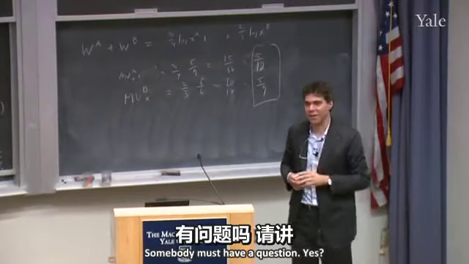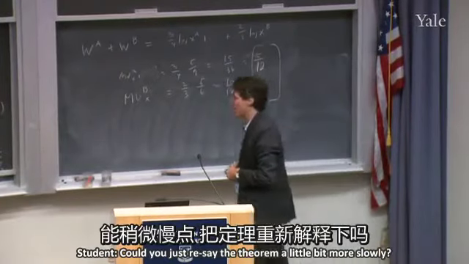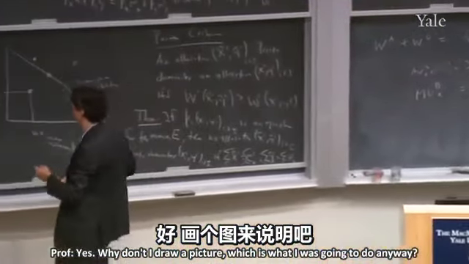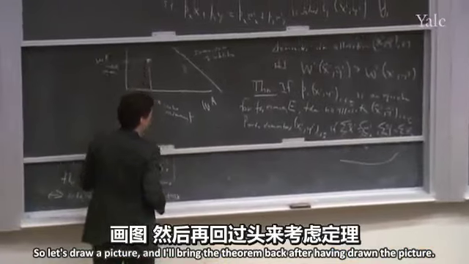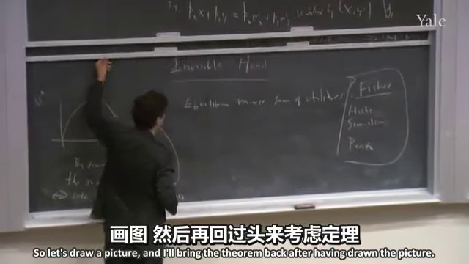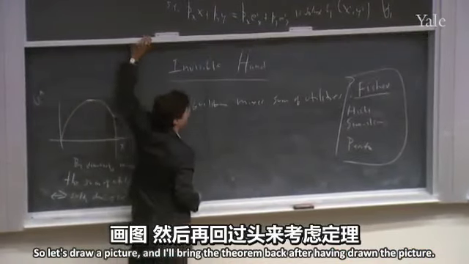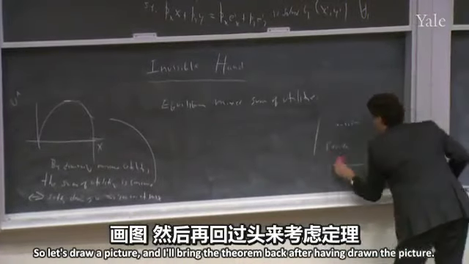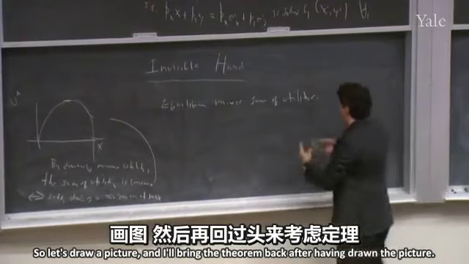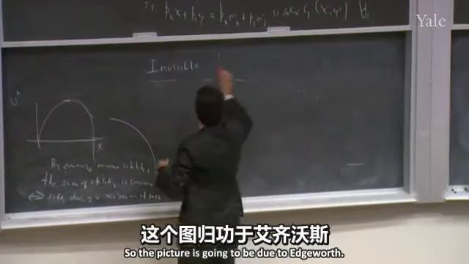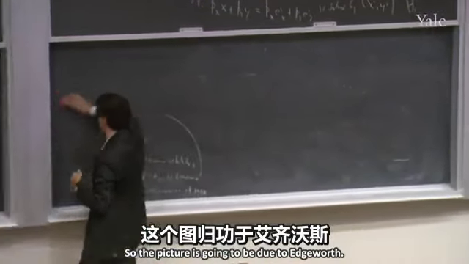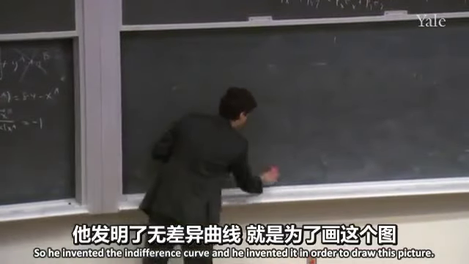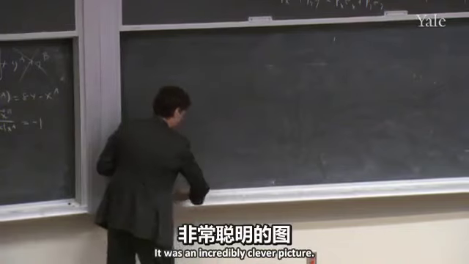Yes? Could you just restate the theorem a little bit more slowly? Yes. Why don't I draw a picture, which is what I was going to do anyway. So let's draw a picture. And I'll bring the theorem back after having drawn the picture. Okay, so the picture is going to be due to Edgeworth. So he invented the indifference curve, and he invented it in order to draw this picture. It was an incredibly clever picture.